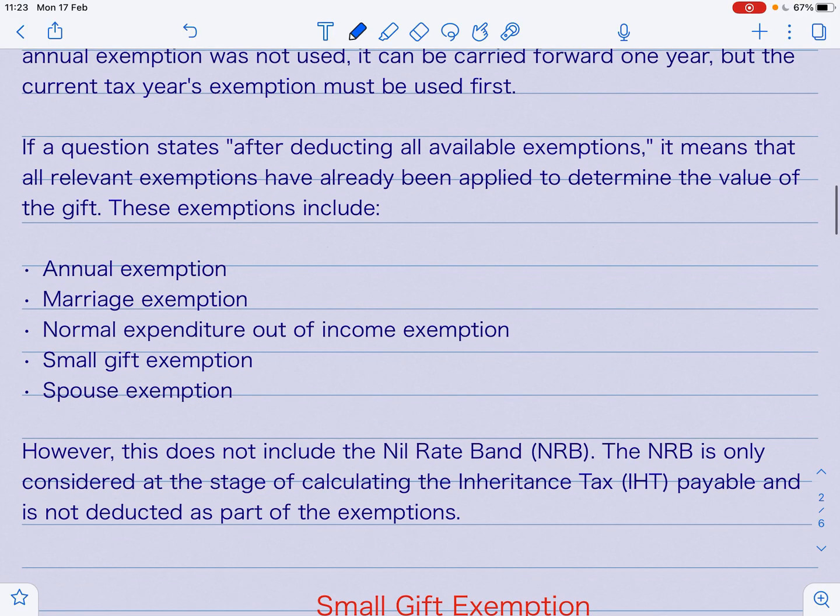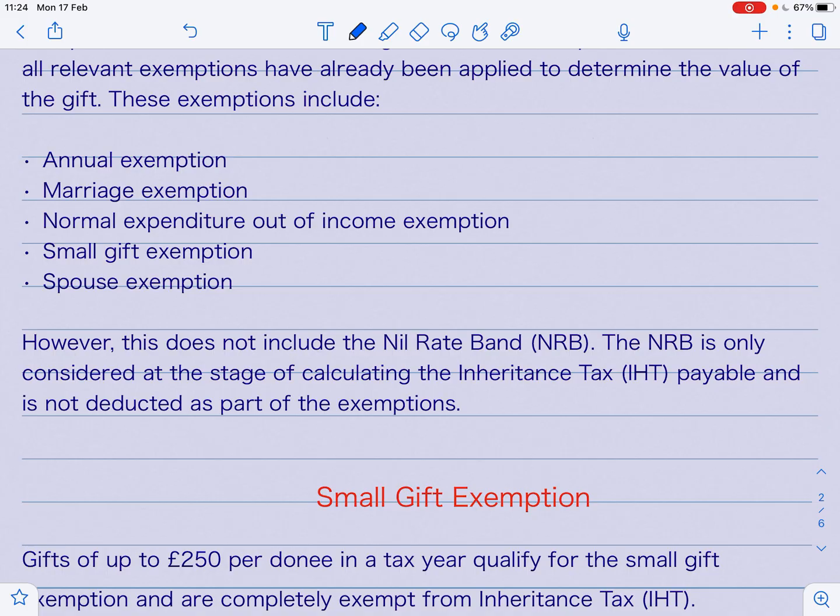All right. This other point says that if a question states "after deducting all available exemptions", so what's that saying? Now, if the examiner has put this in the body of the question, and it says after deducting all available exemptions, it means that all relevant exemptions have already been applied to determine the value of the gift. These exemptions will include the annual exemption, marriage exemption, normal expenditure out of income exemption, and small gift exemption. We also have a spouse exemption.